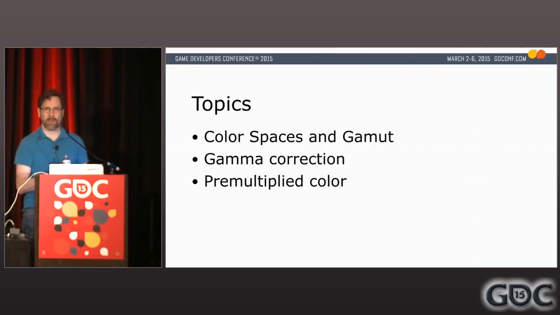So my topics today are going to be, I'm going to start off by talking about color spaces, because when we're talking about color, we need to talk about how we're representing that color. I'll talk about gamut, which is part of how much color we can represent in a color space. And then the meat of the talk, the math meat of the talk, is talking about gamma correction, and then pre-multiplied alpha, which is alpha, not color.